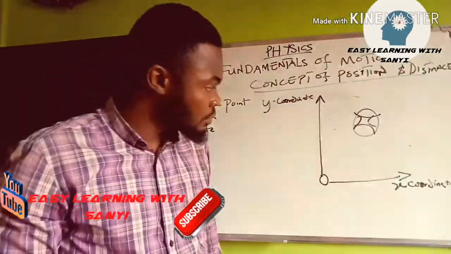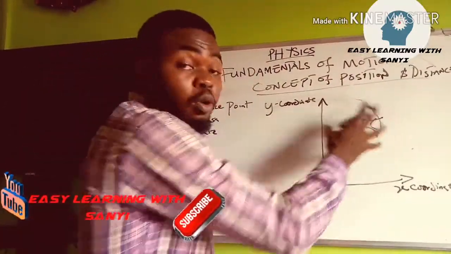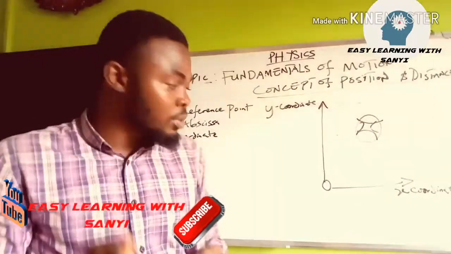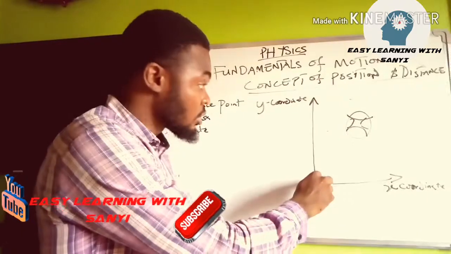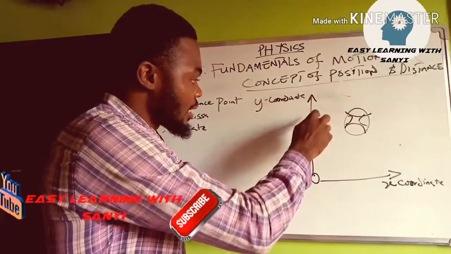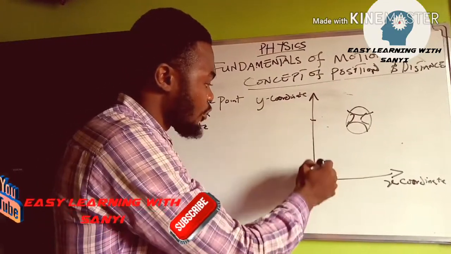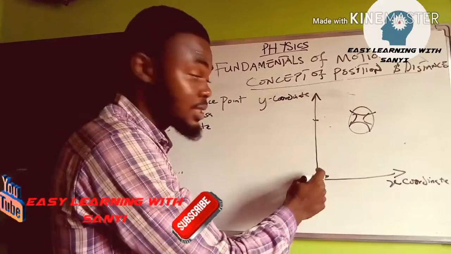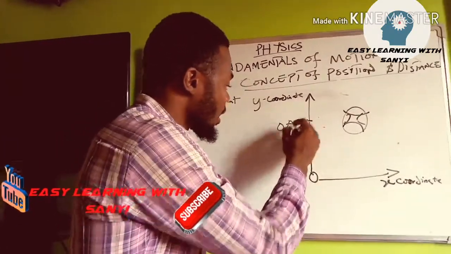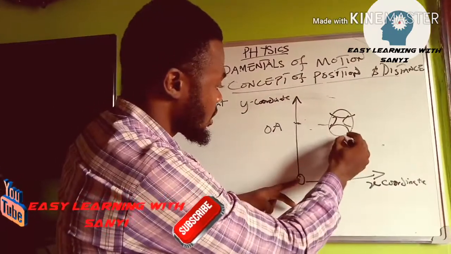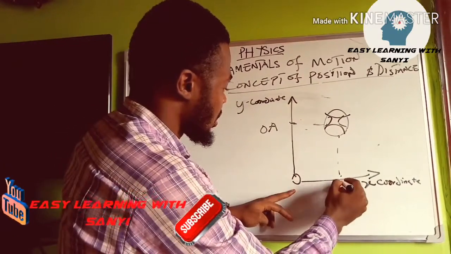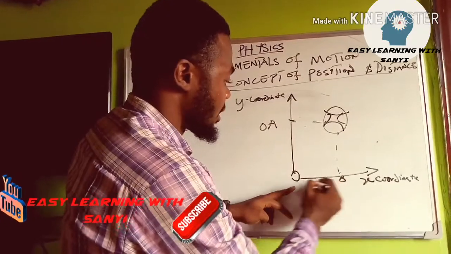Now, what is the position of this ball on this plane? Let's assume that the distance from this origin to this place is OA, while the distance from here to where the ball is, is OB.